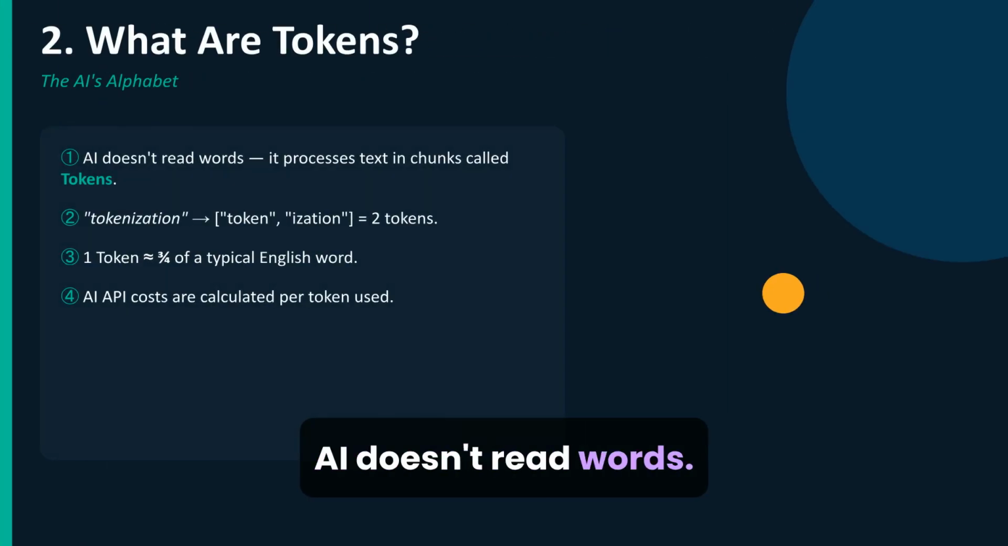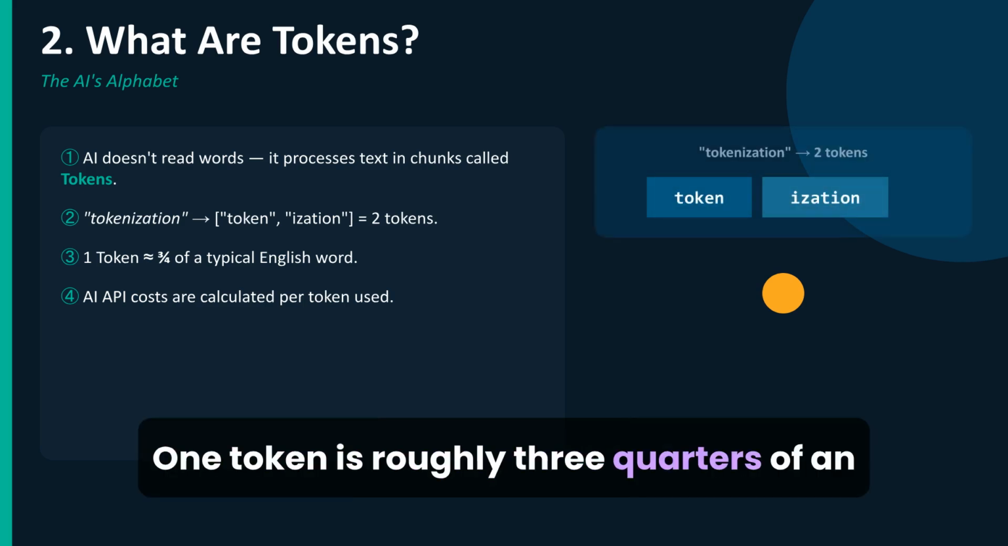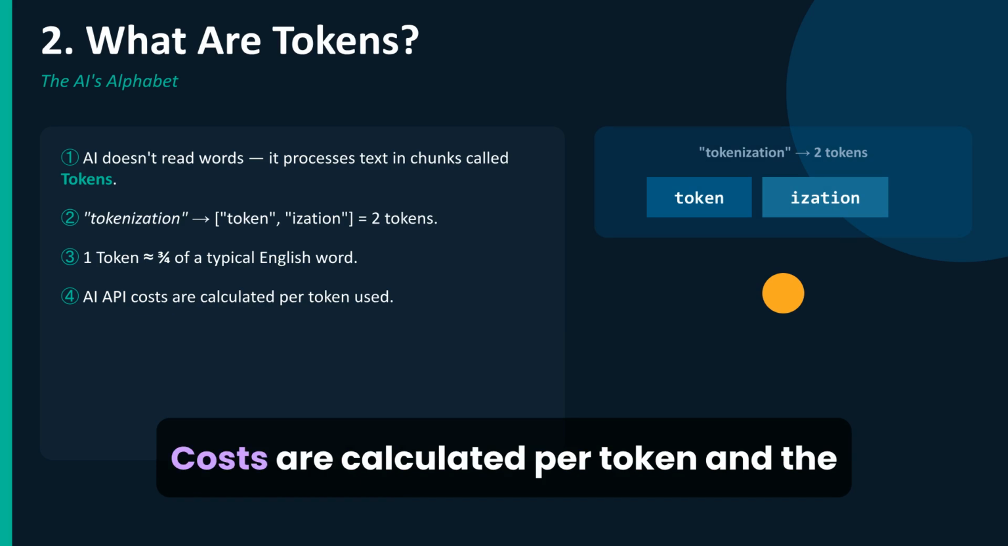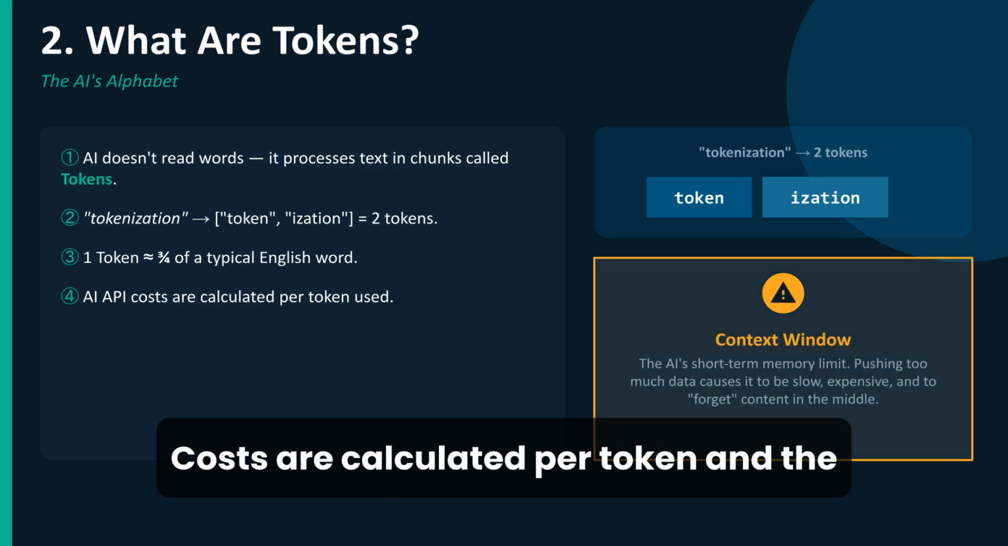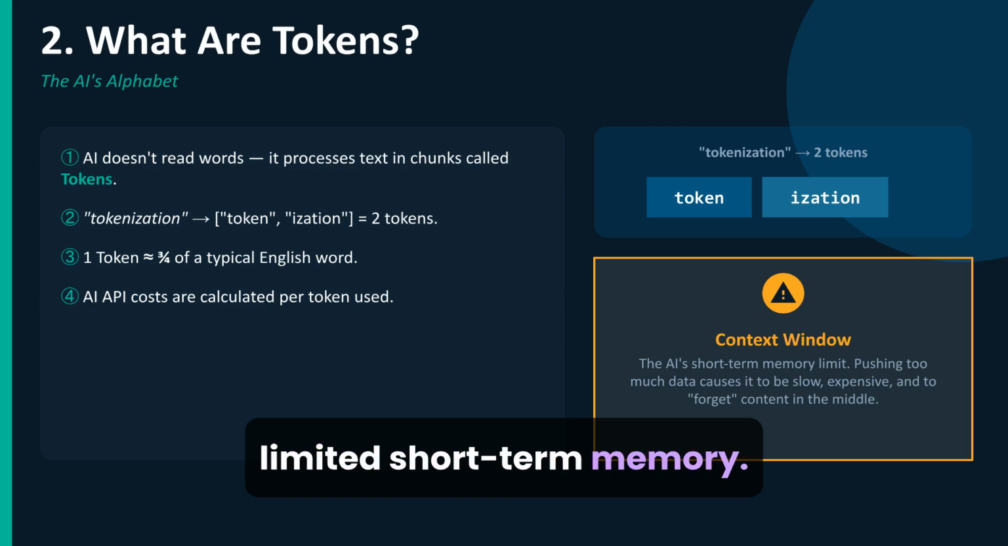AI doesn't read words, it uses tokens. One token is roughly 3/4 of an English word. Costs are calculated per token, and the context window represents the AI's limited short-term memory.